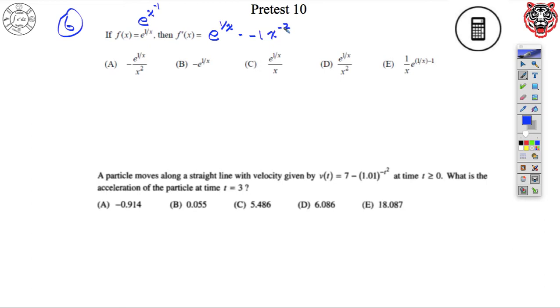I go down a power. So when I rewrite that, that's going to be e to the power of 1 over x, and that's all going to be divided by x squared. And don't forget that negative. And the correct answer is A.